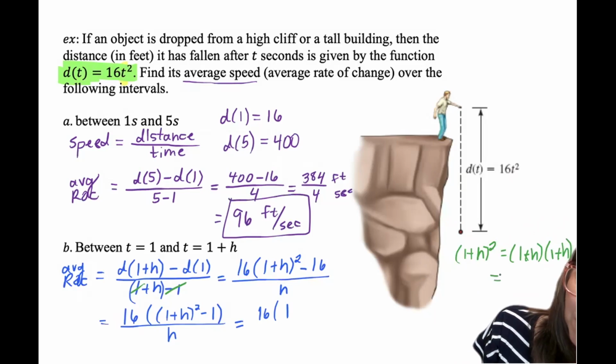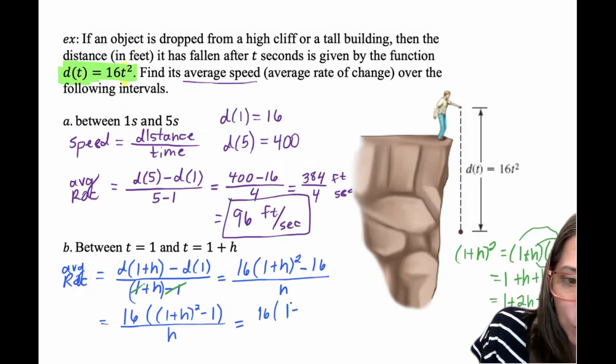So the first two terms make 1. The outside term is positive 1h. The inside term is also positive 1h. And the last term is h squared. So those middle two terms, h plus h, make 2h. So 1 plus 2h plus h squared. That's that FOILed. Hopefully you can do that in your head. If not, there it is.